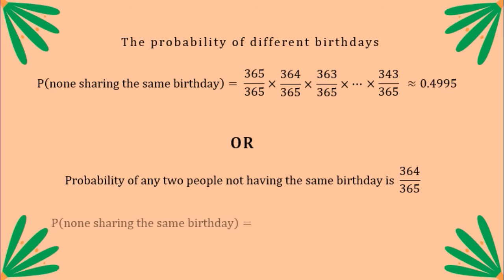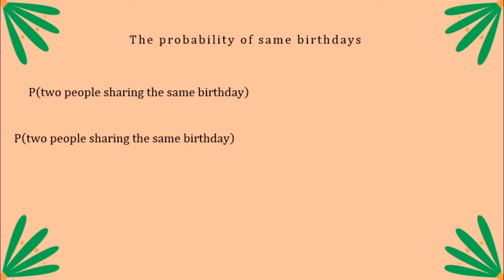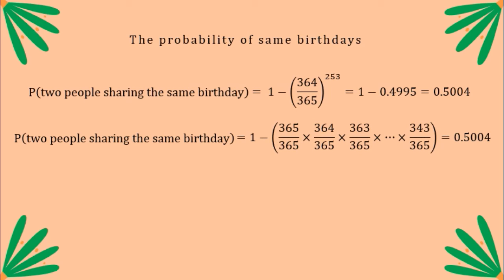So, we calculate 364 out of 365 to the power of 253, and we find there's a 0.4995 or 49.95% chance of not matching birthdays. The possibility that there is a birthday match in those 253 comparisons is 1 minus 0.4995, or about 50.4%. Wow, that's more than half of 100%.